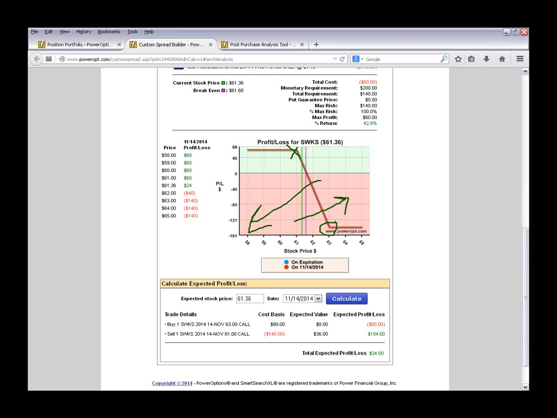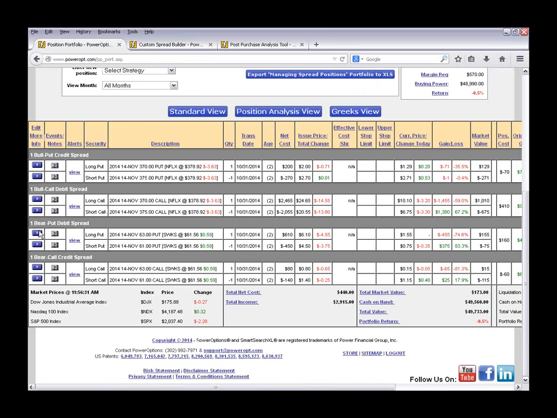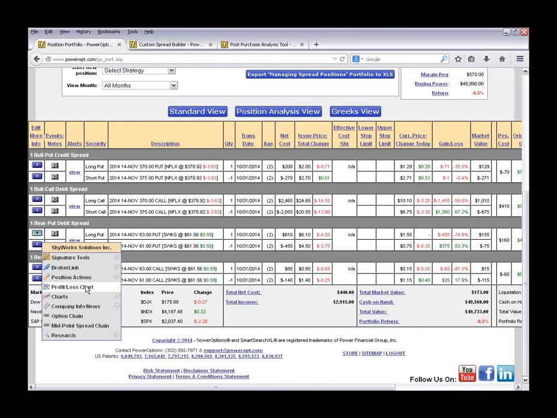However, on a debit spread, we did a bear put debit spread. Here's the profit and loss of our bear put debit spread. Let's take a look.